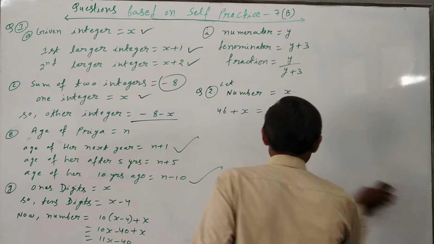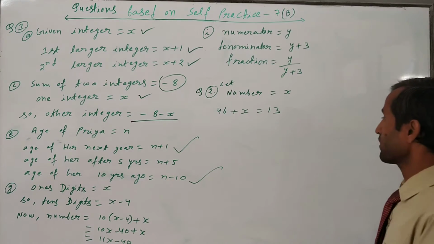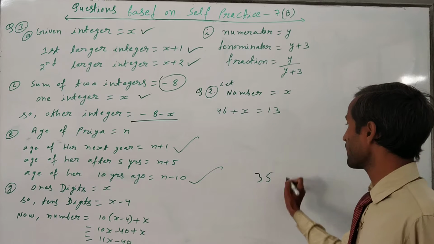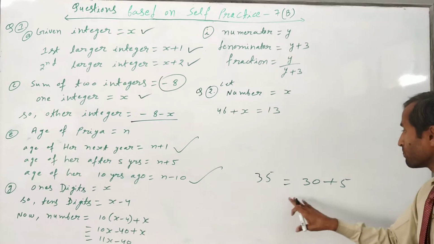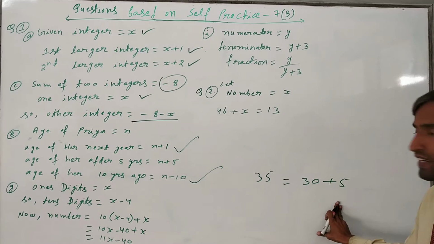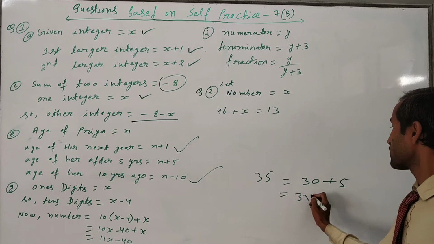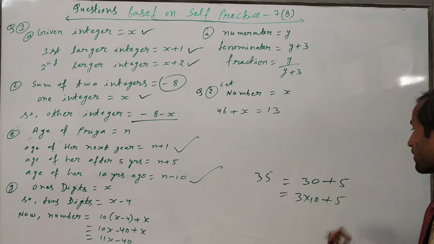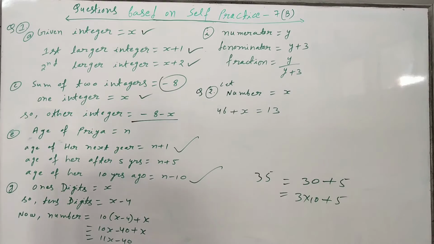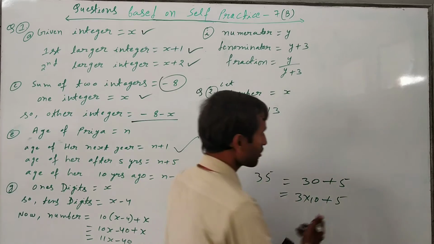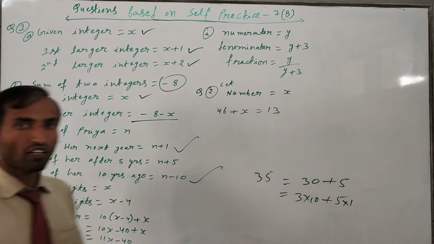If any 2-digit number is given, just suppose 35. If we write 30 plus 5, that means we are writing it in expanded form. So we write it like this: 3 into 10 plus 5. This is the 10's place, that's why I multiply by 3, and for the 1's place there is no need to multiply, or you can multiply by 1. The same value will come.